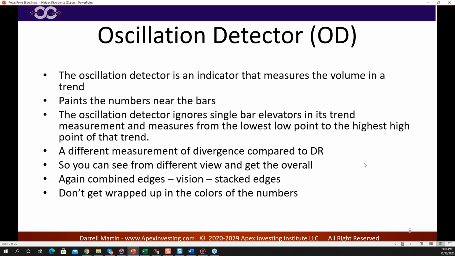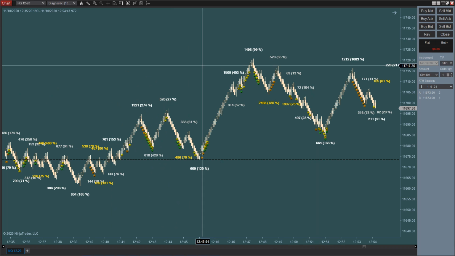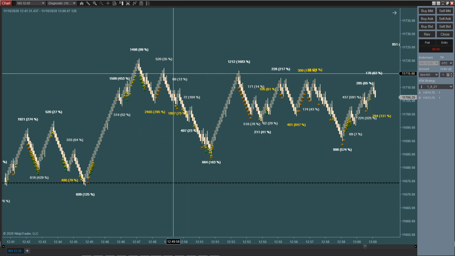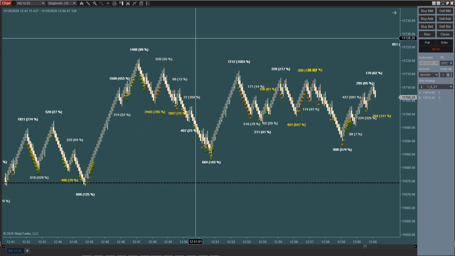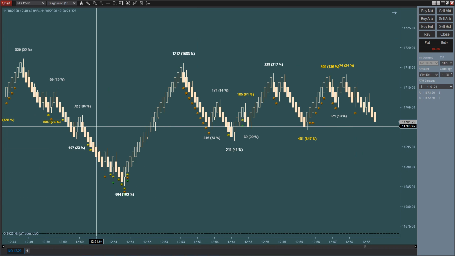Now, I want to show it to you and explain it to you. Don't get wrapped up in what the different colors of the numbers are. Let me pull over a chart here. What I did was take a sniper chart and take everything else off of it except for a couple of things, because I want to make it really simple for you.